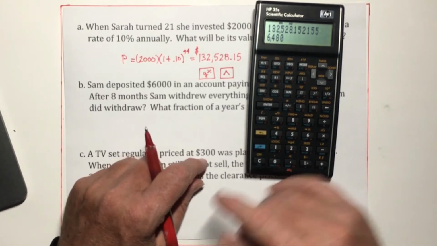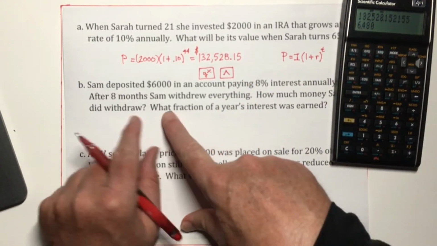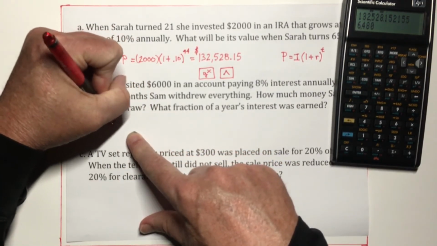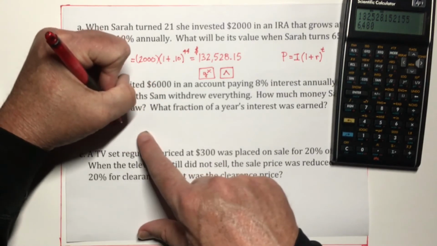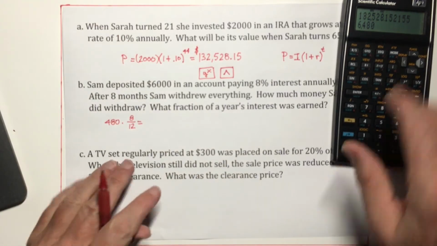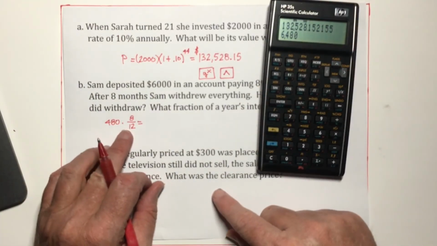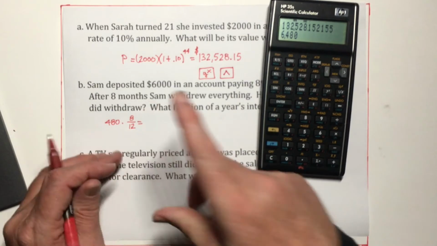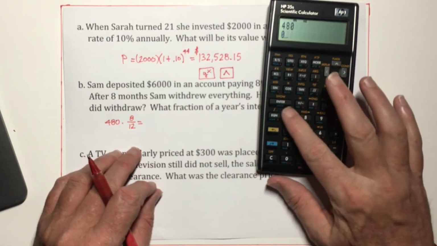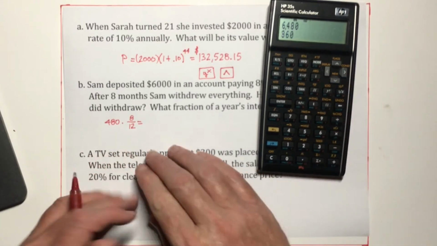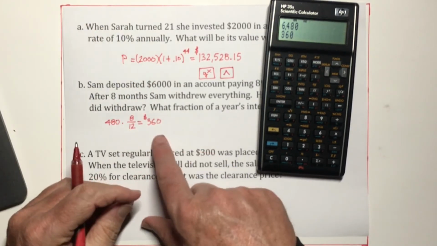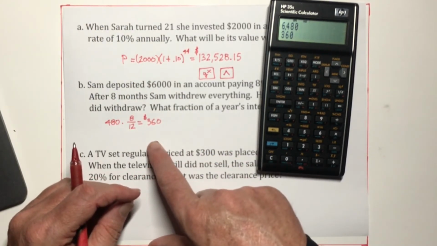Right? But your book says that since you're withdrawing it after 8 months, you're not going to get the full 480. You're going to get 8 months out of 12 months' worth of that. Well, 8 out of 12, what is that? 2/3, right? So it would be 2/3 of 480, and you're going to wind up with $360. So that's the answer for this problem according to your book.